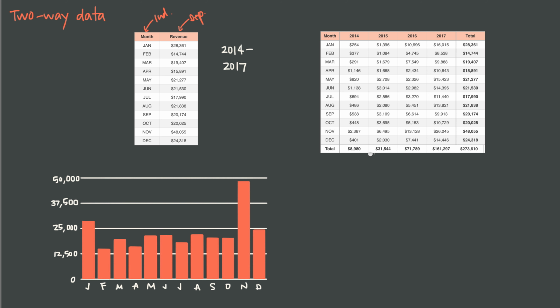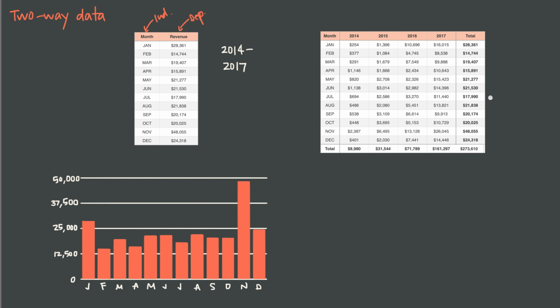Now I actually have some detail because I can see that his business is growing. In fact, it's growing significantly. I can see that his revenue in 2014 was only about $9,000, but then in 2015 it increased to $31,000, then about $72,000, and then a little over $161,000. I had no insight or visibility into that in the one-way table, but breaking the data apart into a two-way table allows me to see that growth year over year.